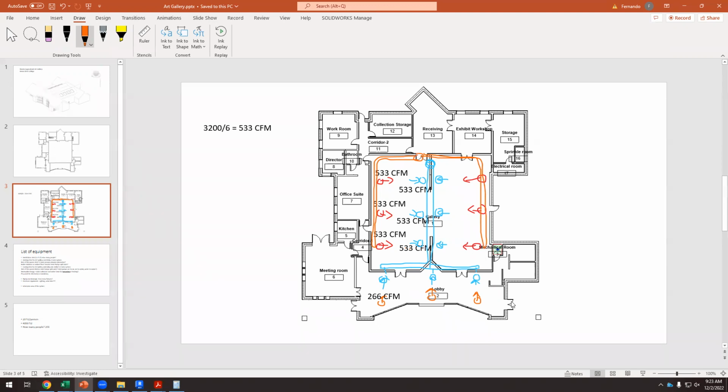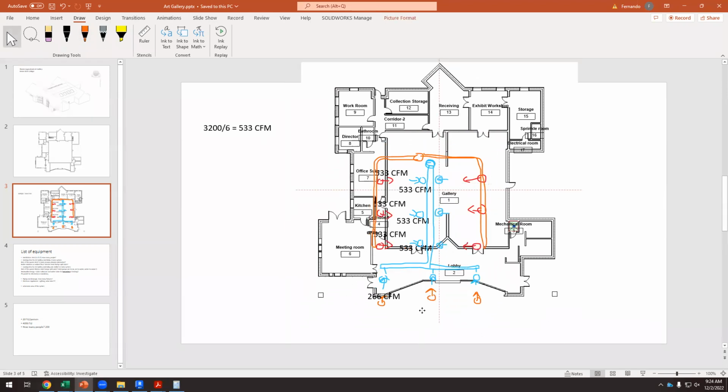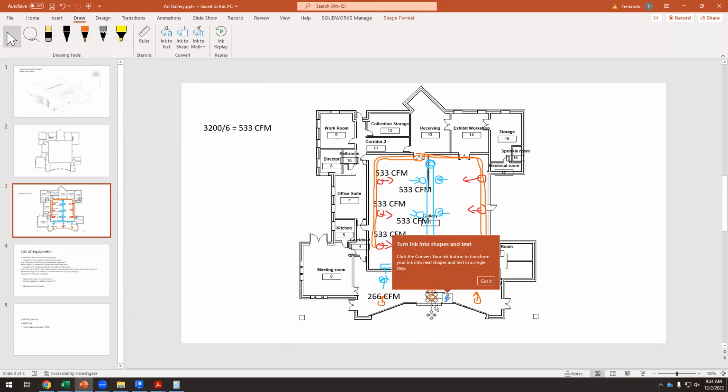So that's an option. How can I deal with the lobby? Do I extend this here? Well, that's an option. I can extend those branches up to the lobby. If things are symmetrical, I think they always work better. So for the sake of symmetry, I think I'm going to place two of them.